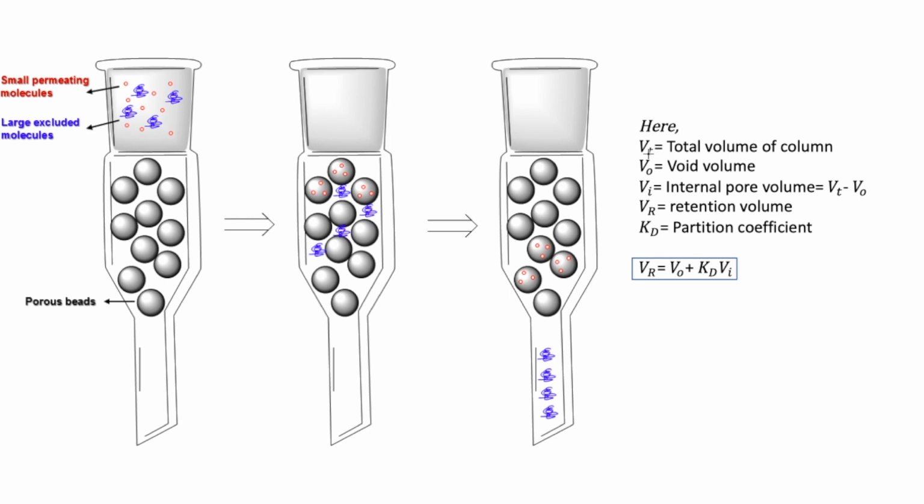Here Vt is the total volume of the column, V naught is the void volume, Vi is the internal pore volume, which is Vt minus Vo, so that you can calculate. Vr is the retention volume and Kd is the partition coefficient. So the equation becomes Vr equals V naught plus Kd into Vi.